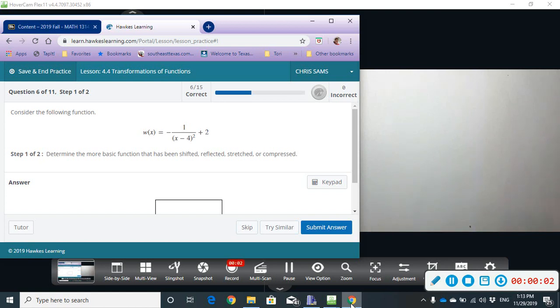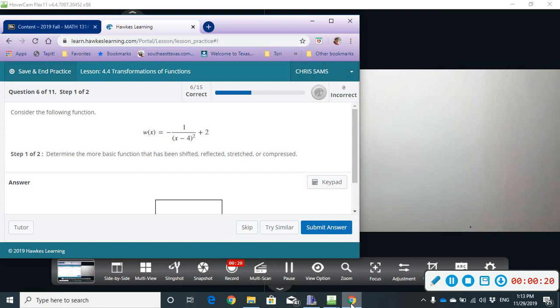Okay, we've skipped over 5. It's going to be similar to this one. There's several like this. I'll do the next few. We have a function, and we want to determine the more basic function that has been shifted, stretched, compressed. So basically what they're asking is, what is the parent function?